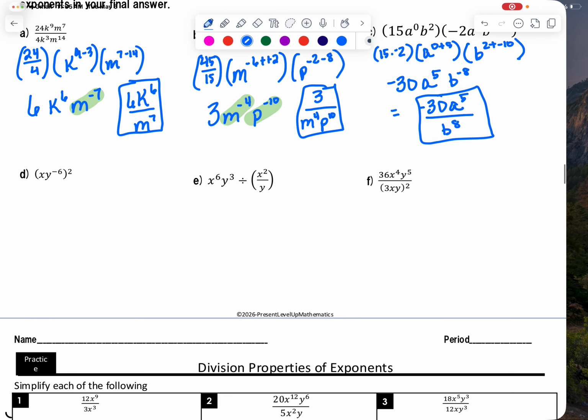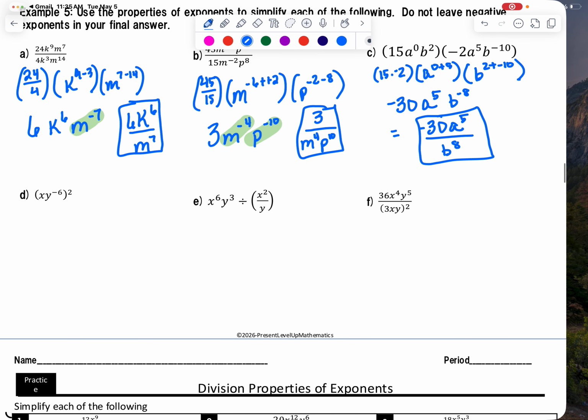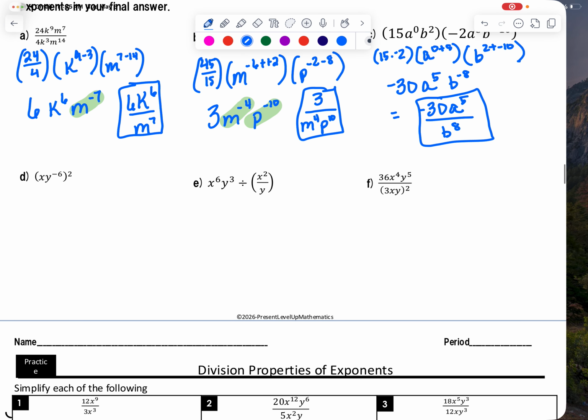All right, problem D. This is another property we learned in a previous lesson. To raise a power product to a power, you simply apply that power to each part of the product. So this would be x squared and y to the -12. And then we would rewrite that as x squared over y to the positive 12.